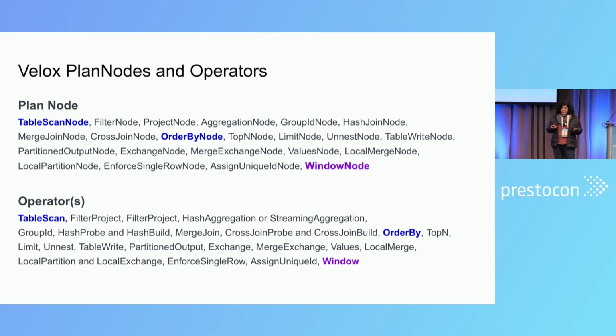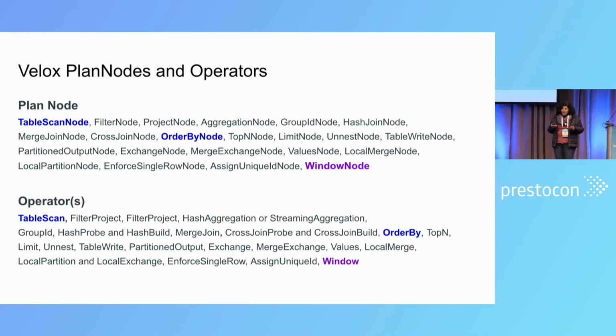So for the purposes of this example, these are all the nodes and operators supported in the library today. We care about table scan, order by, and window node, and the corresponding operators: table scan, order by, and the window operator. The window operator is what we have newly written. Most of these correspondences are one-to-one, but certain plan nodes can be combined and done by a single operator.